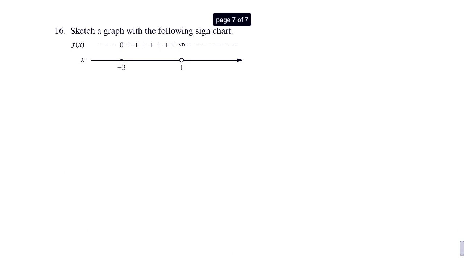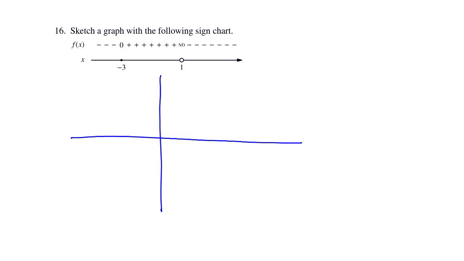And finally, number 16, sketch a graph with the following sign chart. So I'm going to try to line it up with the 0 where it should be. Now, you could have several different graphs, several different ways of handling the not defined part, whether you use holes or vertical asymptotes, it doesn't matter. I'm going to draw one here. First, we know that there's a 0 at negative 3. So there's that. And then the graph is negative on the left, hits the 0, and then is positive on the right side of negative 3.